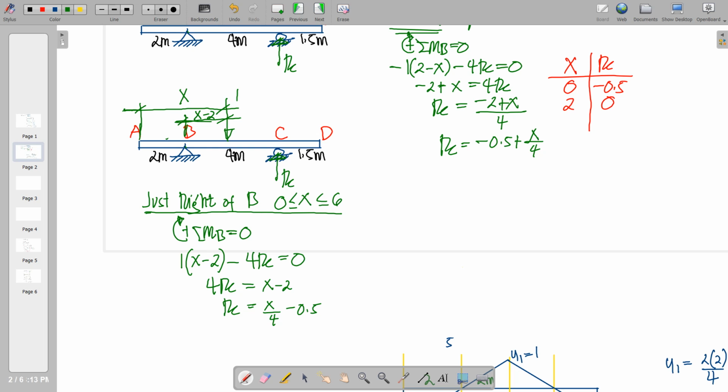I think if we are going to transfer the unit load here, there will be another set of equations for that because your distance here will change. By and by you can see that one. So again, we are going to tabulate that one. We have x and the corresponding RC.